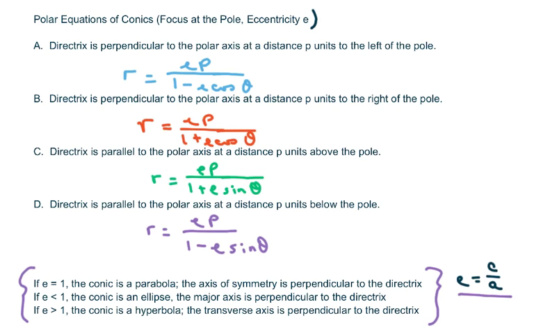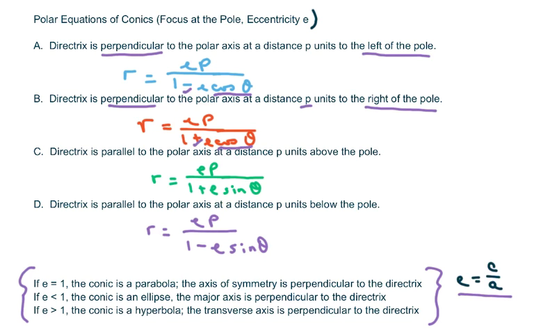So let's look at the cosine here. If we have cosine, then the directrix is perpendicular to the polar axis. Alright? P is your distance in units. If it's minus, like here, it means to the left of the pole. If you have a plus, which is here, that means to the right of the pole. And again, P is the distance.